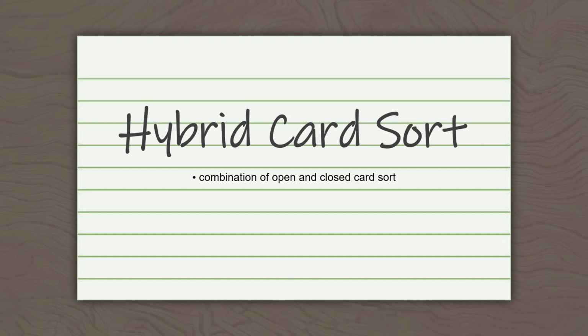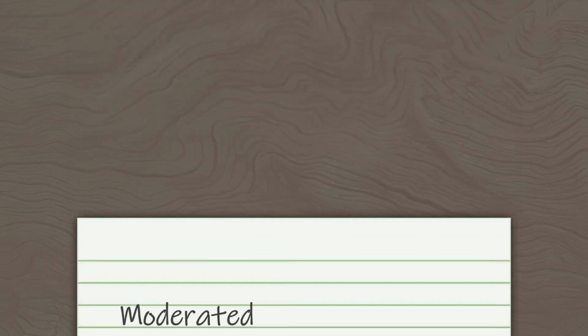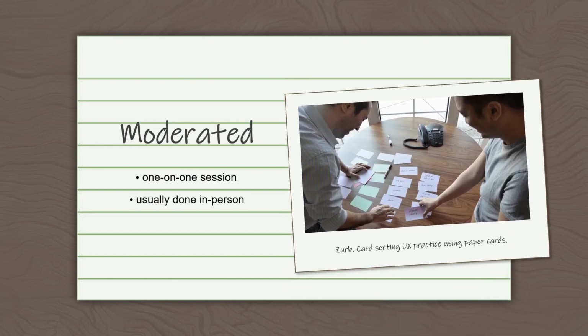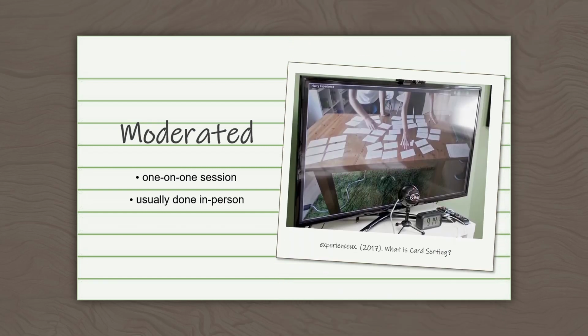Now you can choose to either moderate or not this method. In moderated, it's a one-on-one session and usually done in person. This is great if you wanted to have an in-depth perspective of the user's needs. However, it is time-consuming to conduct. Plus, it can be risky due to the pandemic, but it can still be plausible with the use of some online tools, like using Zoom while the user screen share a digital card sort software. Or you can direct the participants to write in pieces of paper.